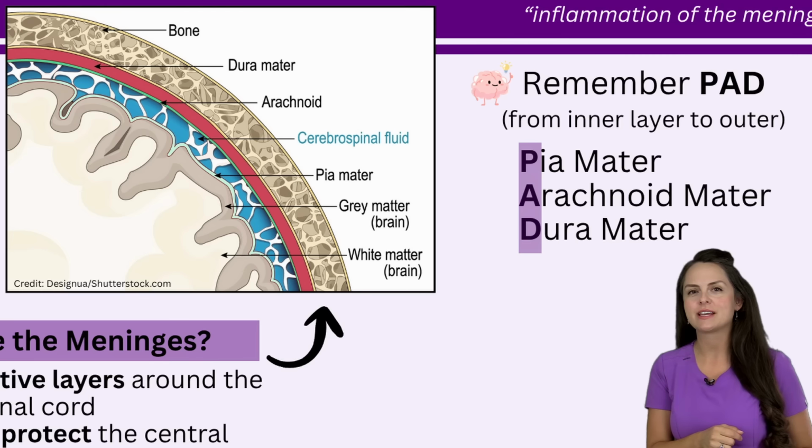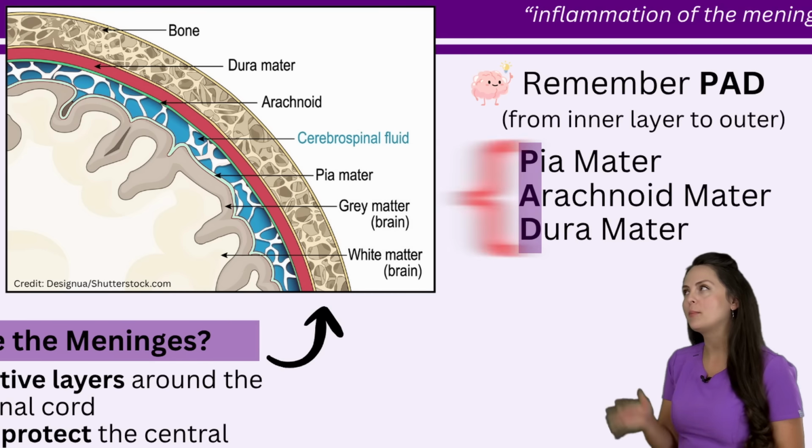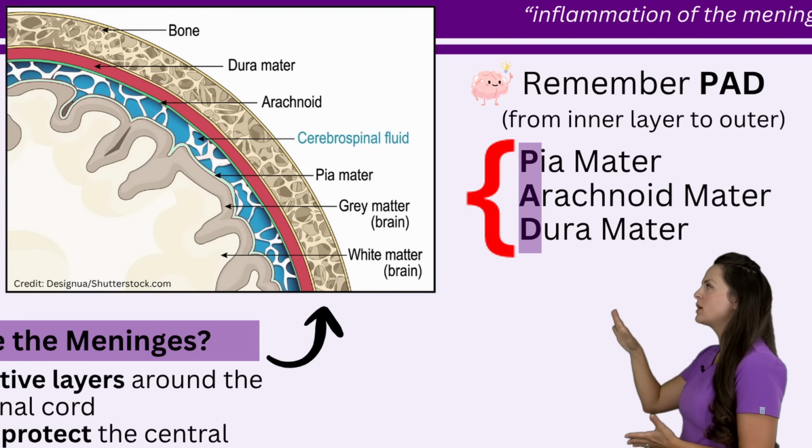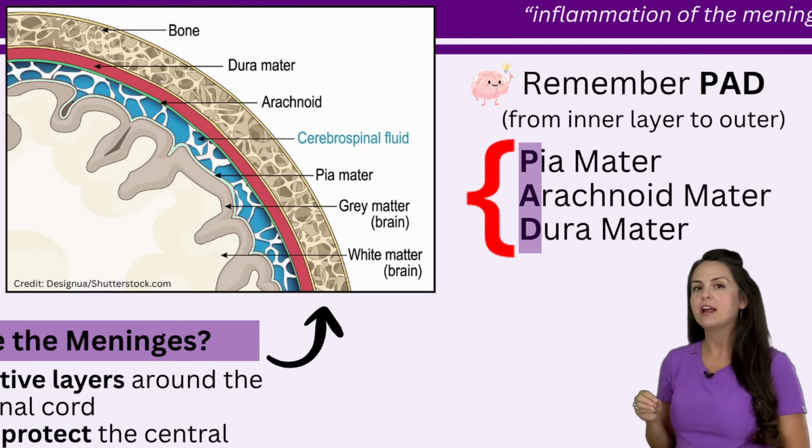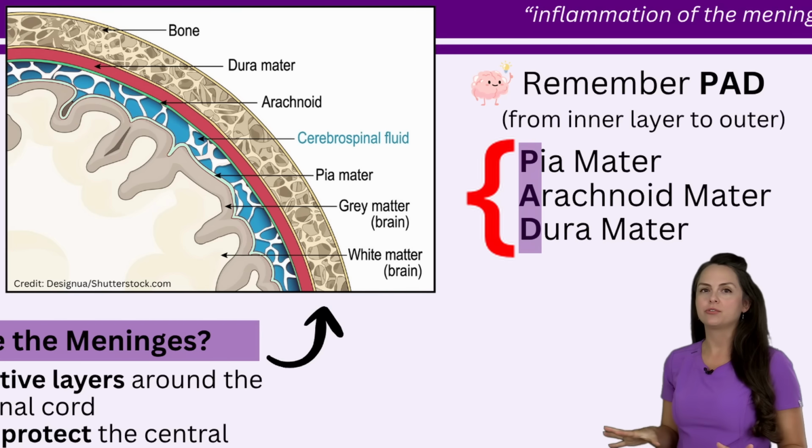And to help you remember those layers, remember a mnemonic I created called PAD. How this mnemonic will work is that P is going to start with that inner layer, and then once we get to D, we're talking about the outer layer.